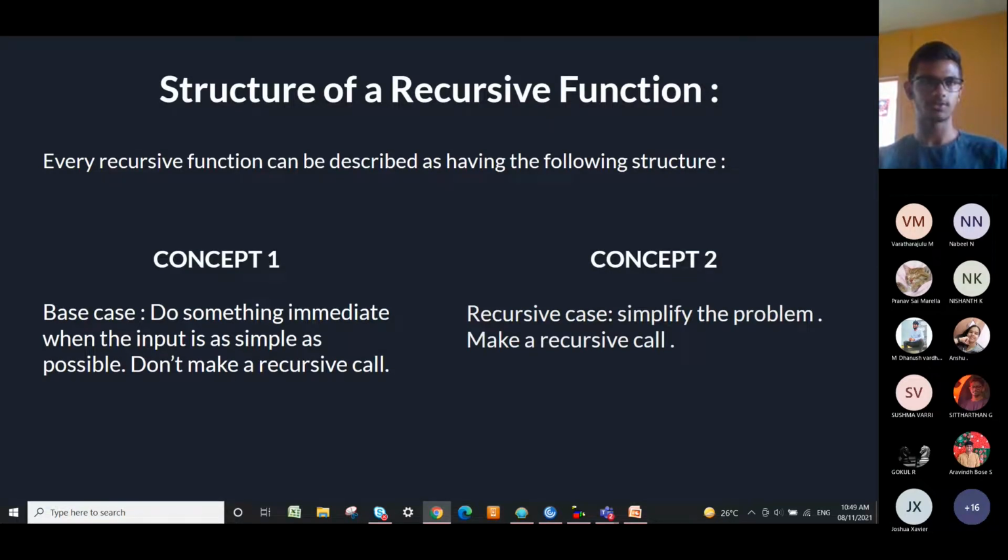Structuring of a recursive function. Every recursive function can be described as having the following structure. It has basically two concepts. One is the base case, where we do something immediate when the input is as simple as possible, and we don't make a recursive call. In the recursive case, we simplify the problem and thus make a recursive call. So these are the two concepts.